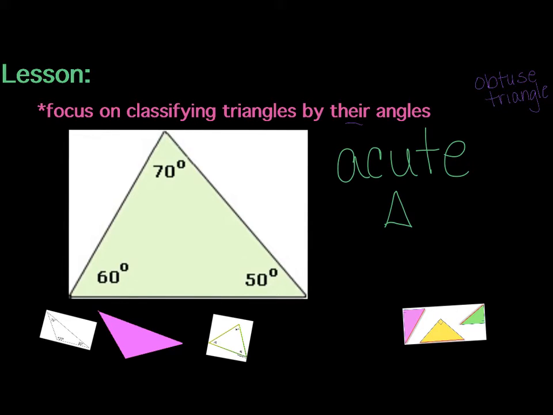Now again, if we look at our angles, this angle here is 60 degrees from this side to this side. This angle is 50 degrees, and this angle is 70 degrees. So again, I have all acute angles. So what kind is this one? Acute triangle, right? Acute triangle.